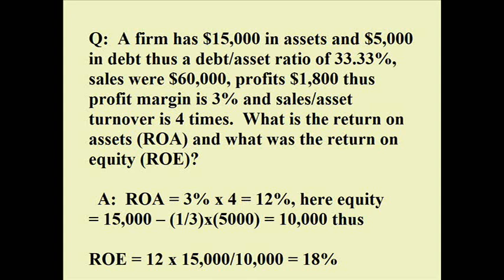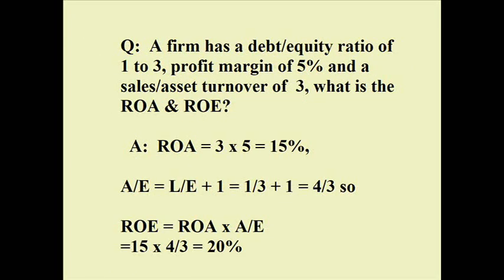To get the equity, well, let's see. We have 15 in assets, 5 in debt. Well, that leaves 10 in equity, so that's 15 to 10. So we're going to take that 12% previous for the ROA times 15 over 10, assets over equity, gives us 18%. Well, a variation on a theme here with a slightly different setup.